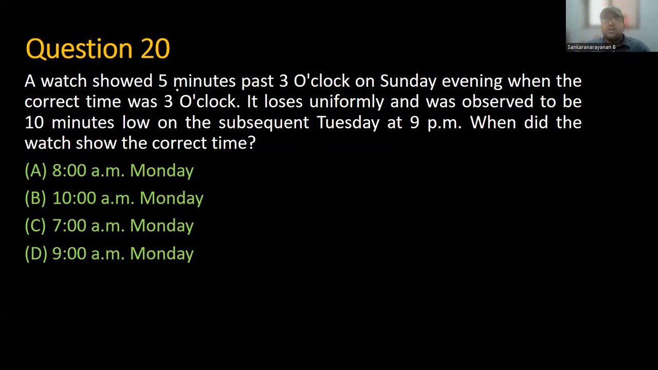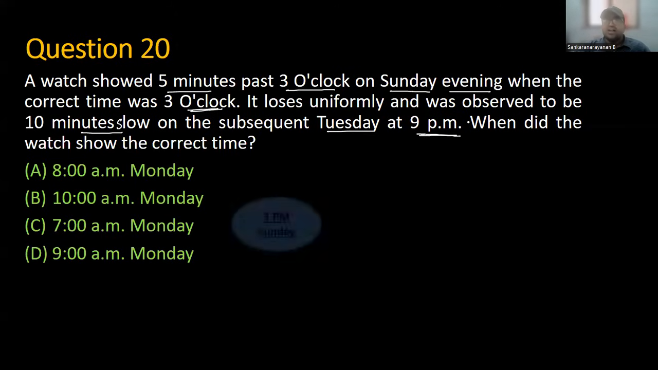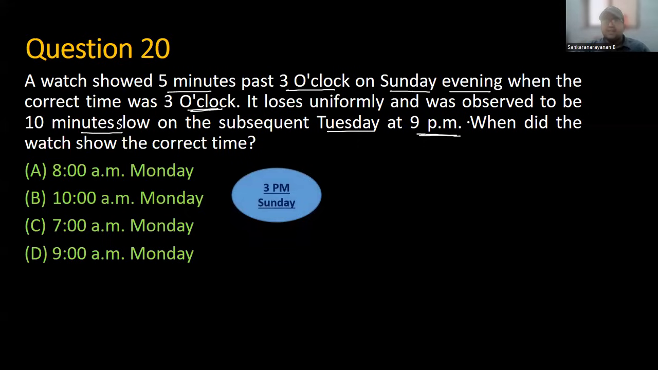A watch showed 5 minutes past 3 o'clock on Sunday evening when the correct time was 3 o'clock. It loses uniformly and it was observed to be 10 minutes slow on the subsequent Tuesday at 9 p.m. When did the watch show the correct time? So something similar in line. We can see that it all starts at 3 p.m. Sunday, and it concludes at 9 p.m. Tuesday, the entire drama we are considering.